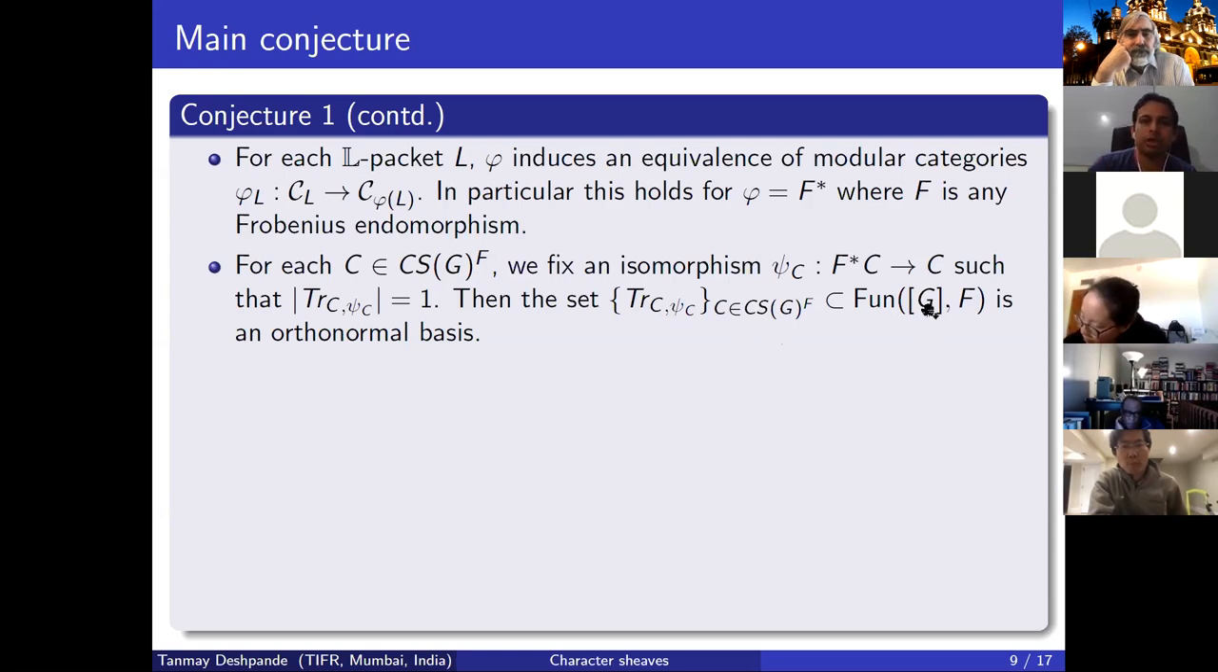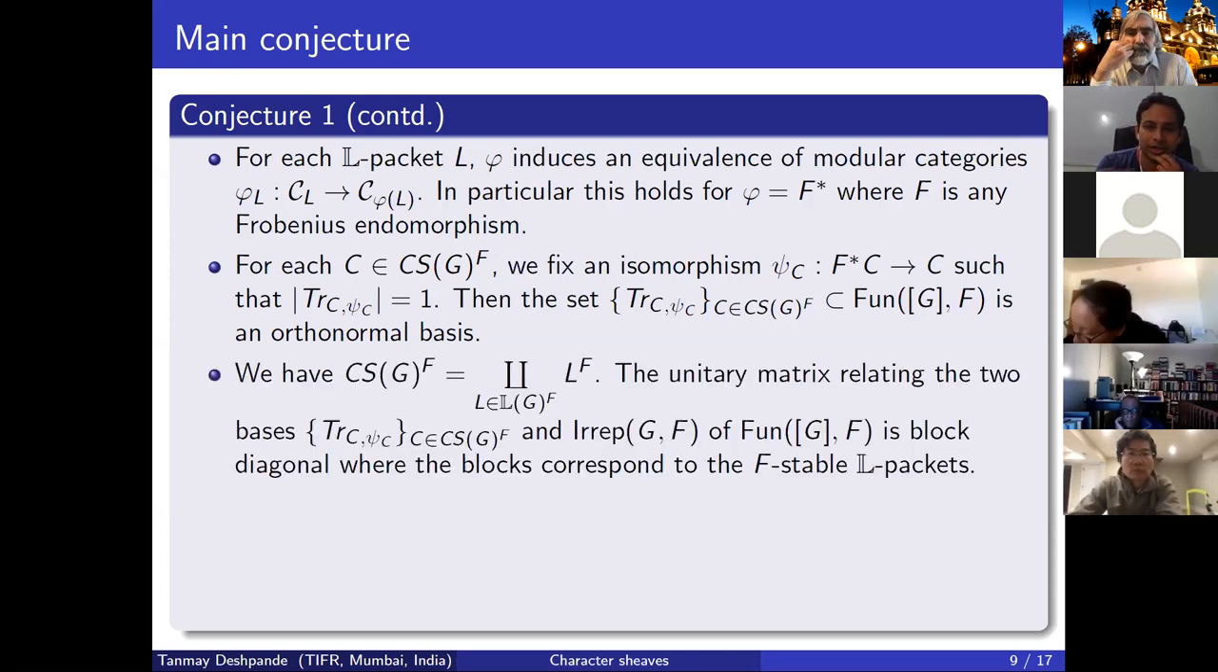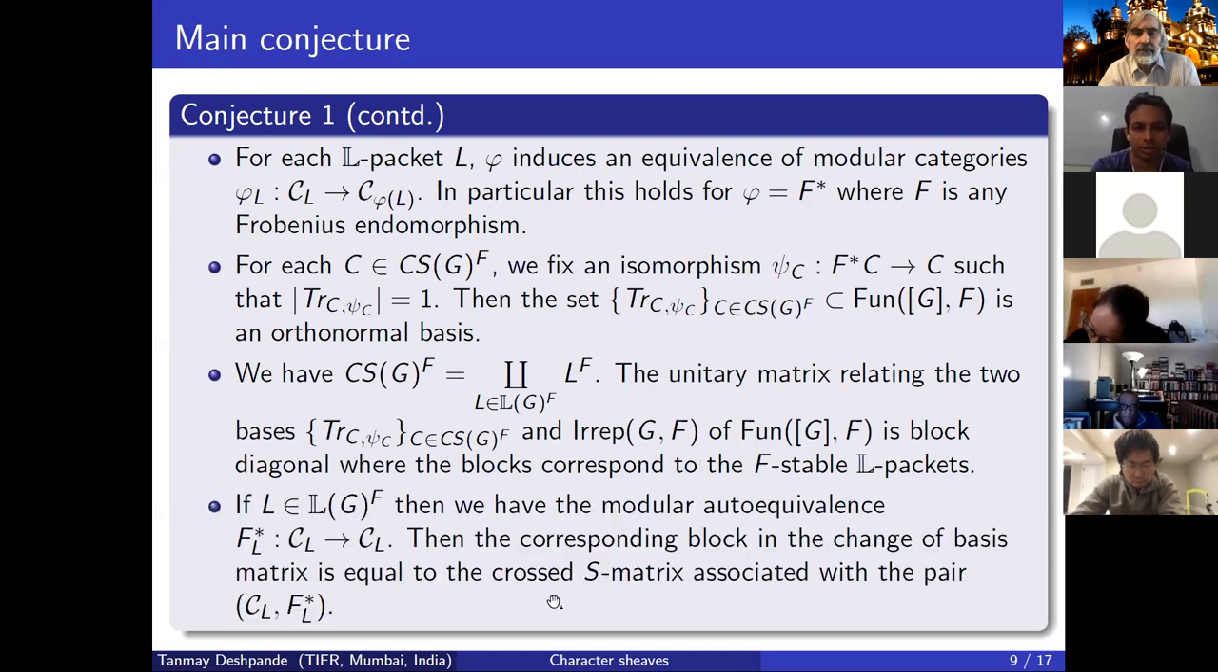Now, of course, the irreducible characters of all the pure inner forms give another orthonormal basis of these class functions. And then our aim is to study the relationship between these two. So then the claim is that essentially the change of basis matrix between these two bases is a block matrix parameterized by these Lusztig packets. So the last part of this conjecture gives an explicit description of these blocks.